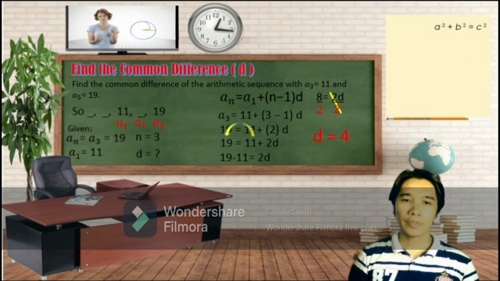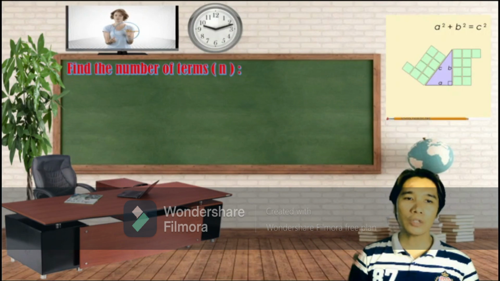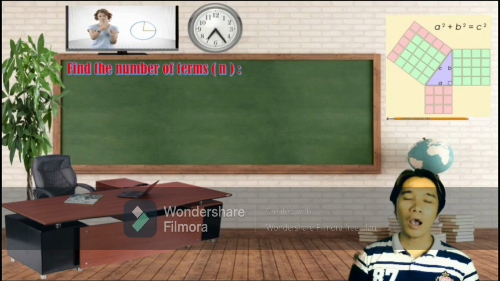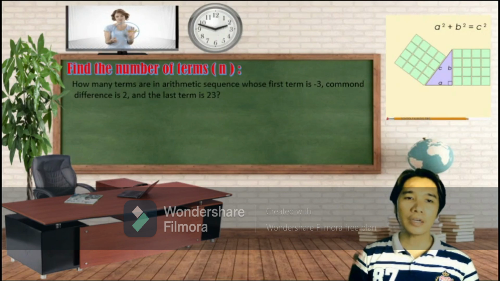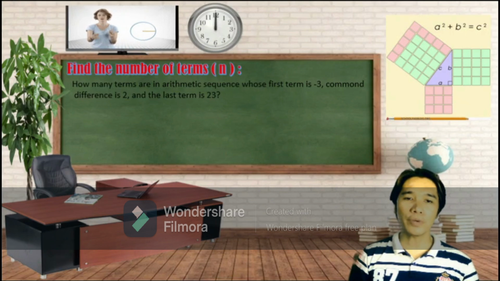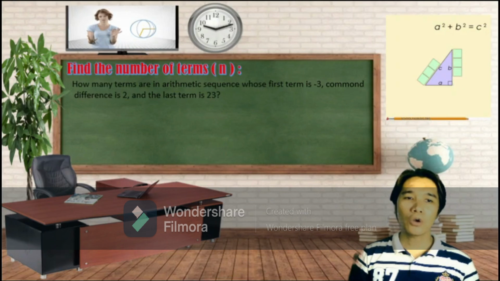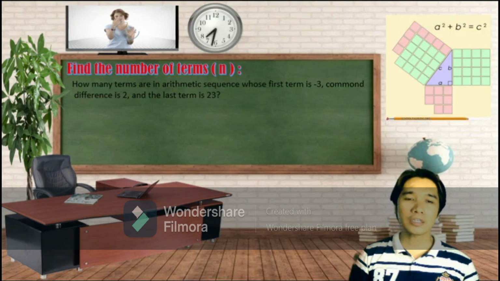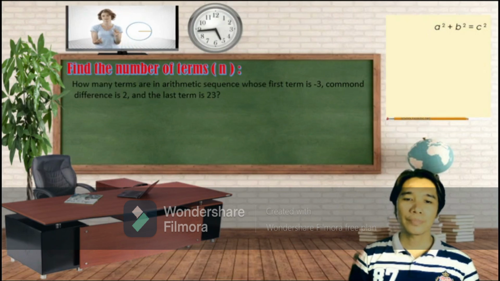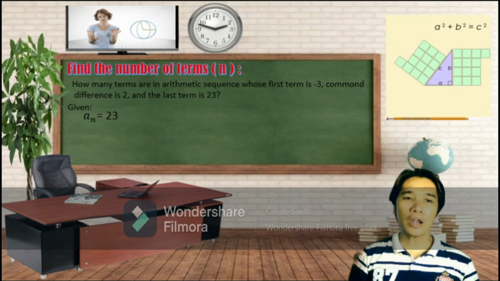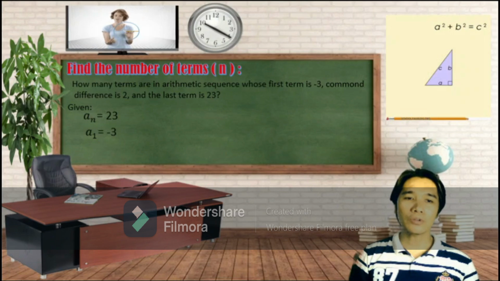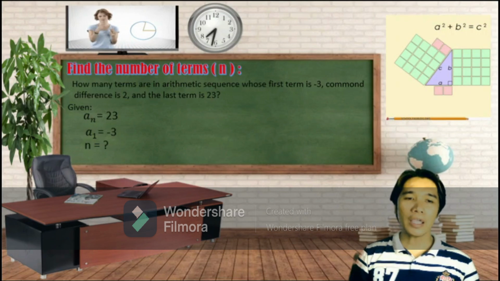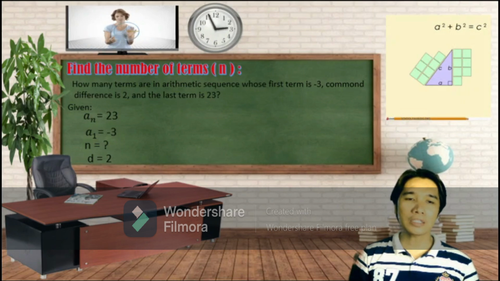Okay? Next. So this time we are going to find the number of terms, n. We have here a problem. How many terms are in an arithmetic sequence whose first term is negative 3, common difference is 2 and the last term is 23? Okay? So we have here our given a sub n is equal to 23, a sub 1 is equal to negative 3, then n is missing, then d or the common difference is 2.